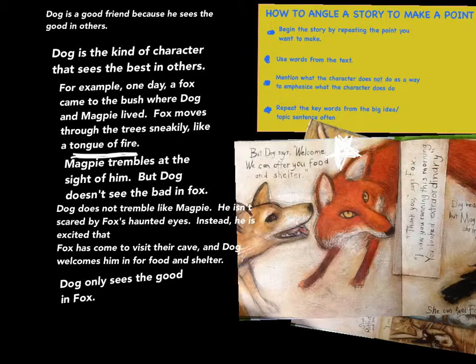Now I want you to turn and tell your partner what I did to create this mini story to support my idea. What were some of the steps that I took in order to do this? Yes, I definitely showed what I most wanted to say by using the strategies from our chart over here. I began by saying the point I wanted to make. I repeated that point often. I used words from the text. And I even said what Dog didn't do to highlight what he did do.